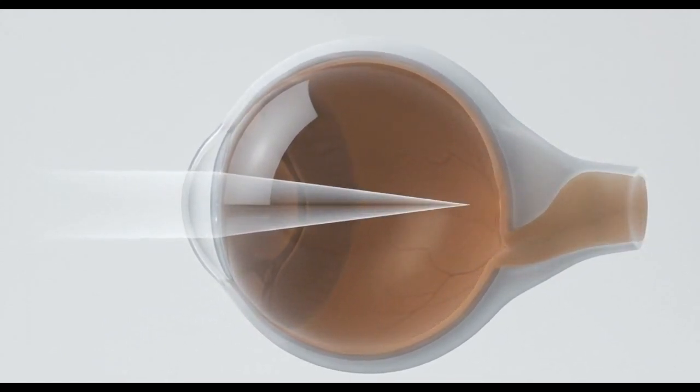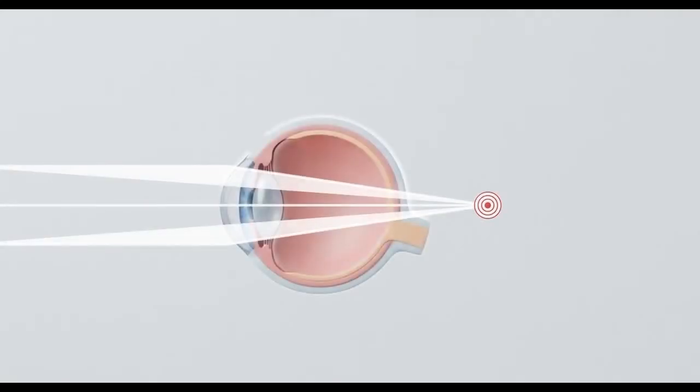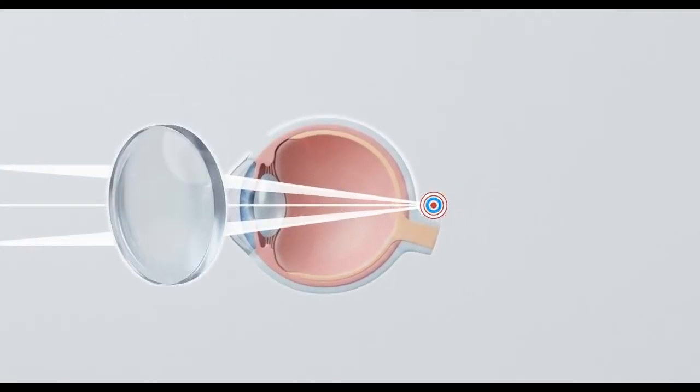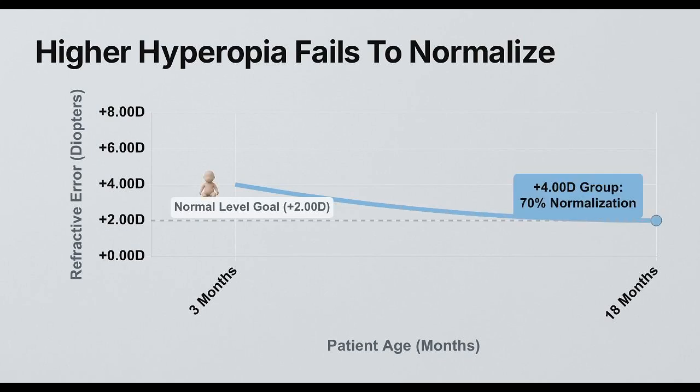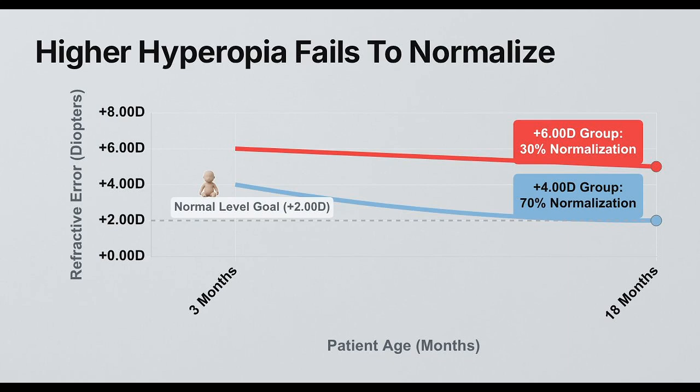Prescribing full-plus lenses too early removes the hyperopic defocus signal, which the eye requires to stimulate axial elongation and reach its proper size. This chart, based on Zhang and colleagues, shows a 3-month-old with 4 diopters of hyperopia has a 70% chance of naturally normalizing by 18 months. However, if the infant presents with 6 diopters, that probability drops to only 30%.